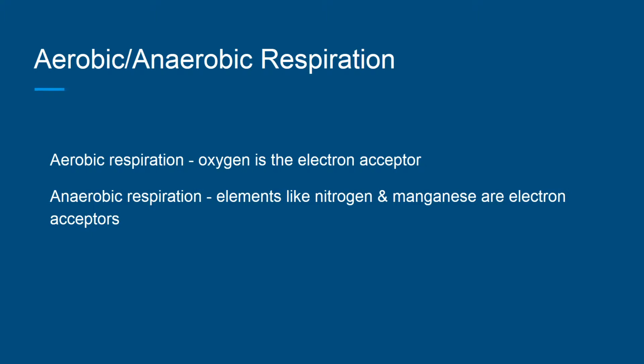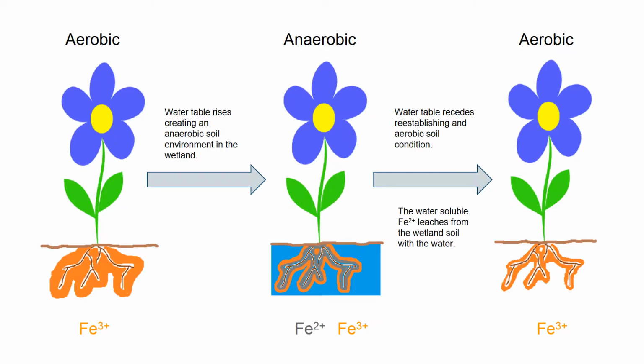Aerobic respiration takes place in the presence of oxygen, which is the universally preferred electron acceptor due to its high electronegativity. Anaerobic respiration takes place in the absence of oxygen. Without oxygen, bacteria rely on a variety of other elements such as nitrogen, manganese, and iron to serve as electron acceptors in their respiratory processes.